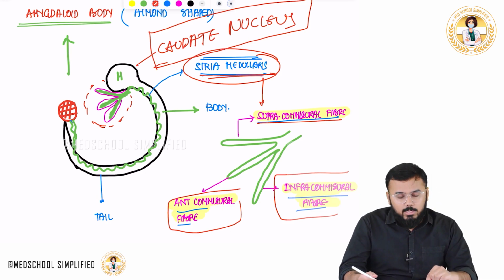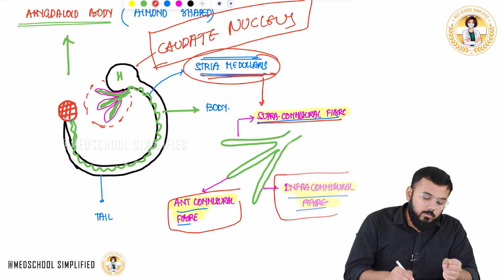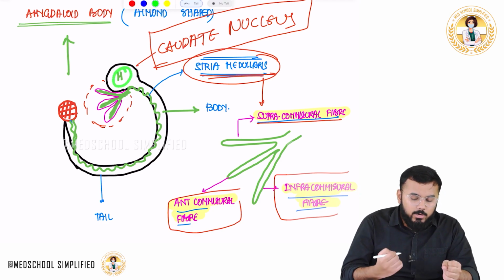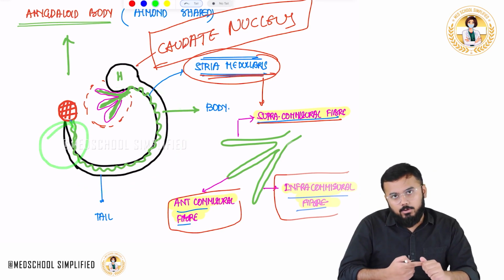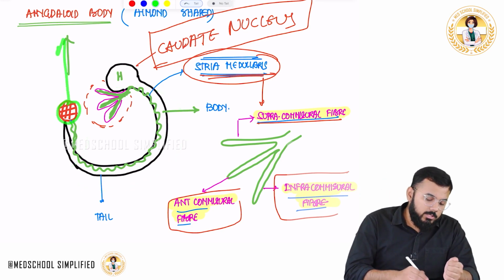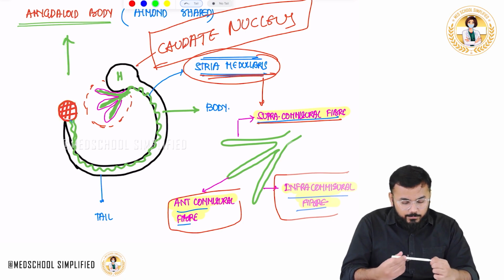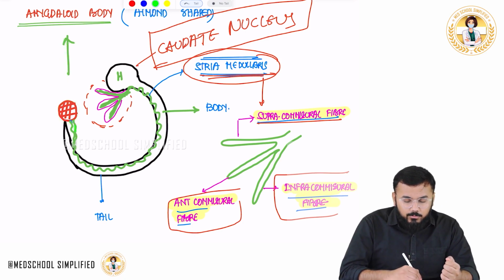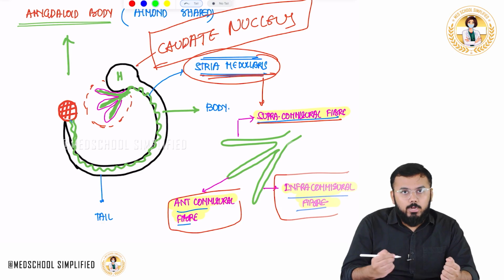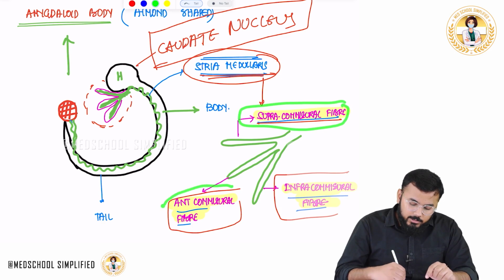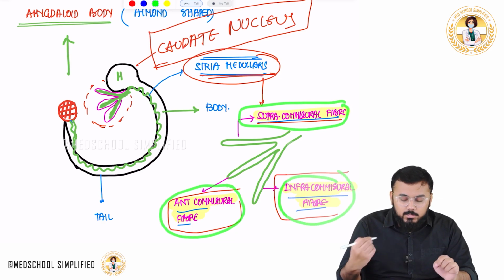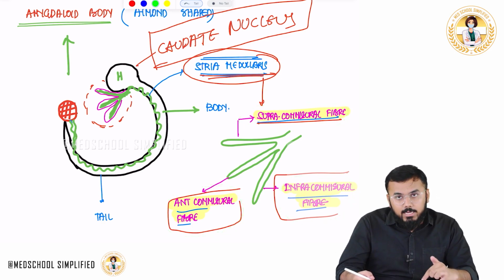This caudate nucleus has different parts. This one over here is called the head of the caudate nucleus. This is the body of the caudate nucleus and this is the tail of the caudate nucleus. To the tip of the tail you have a structure called the amygdaloid body. From the caudate nucleus, a group of nerve fibers are arising like this. They pass all over till the head and these nerve fibers divide into three important parts. These three important parts are, one is called supracommissural fibers, this is called anterior commissure and the lower one is called the infracommissure.